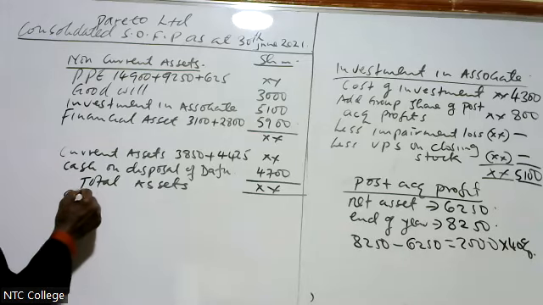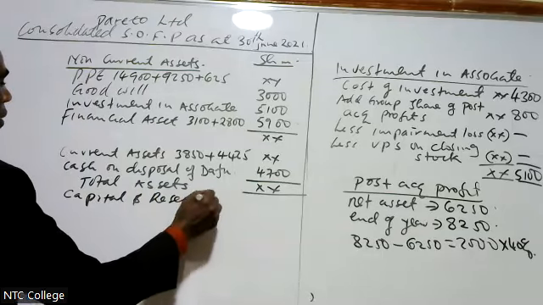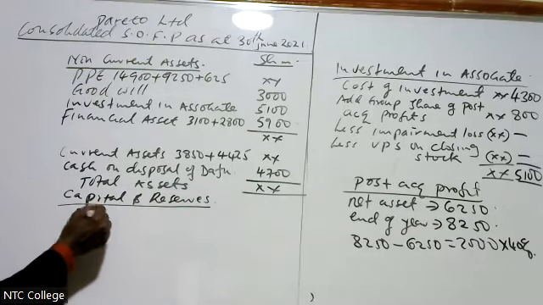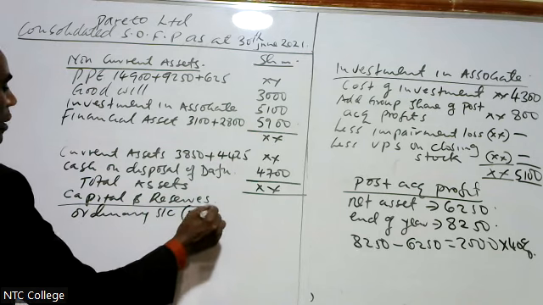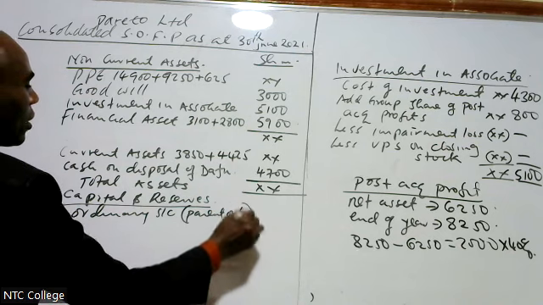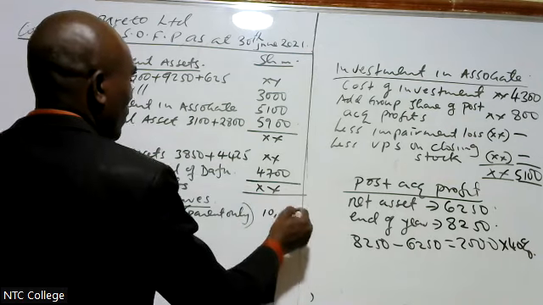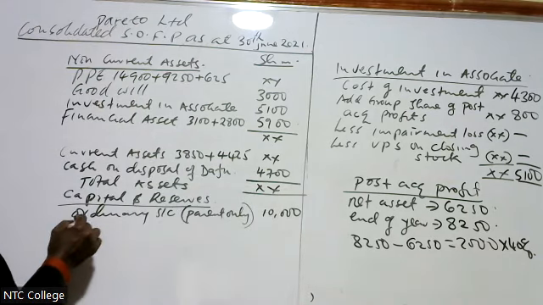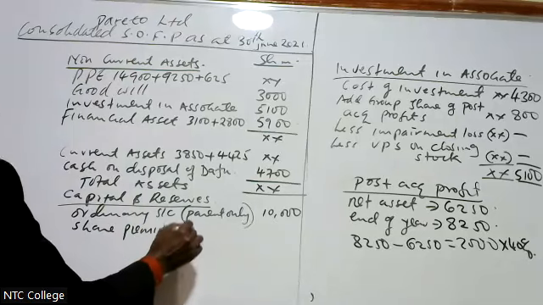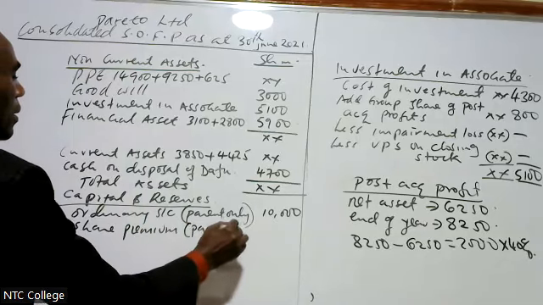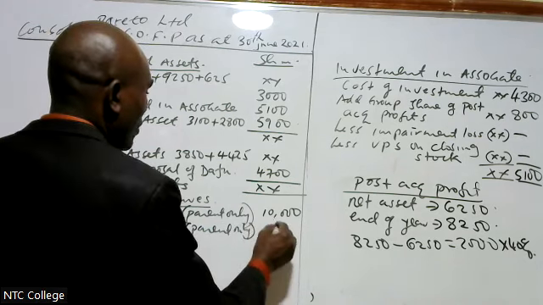Then we go to capital and reserves. Ordinary share capital: parent only. This one always parent only. Parent only is 10,000. Share premium: parent only share premium, 5,000.